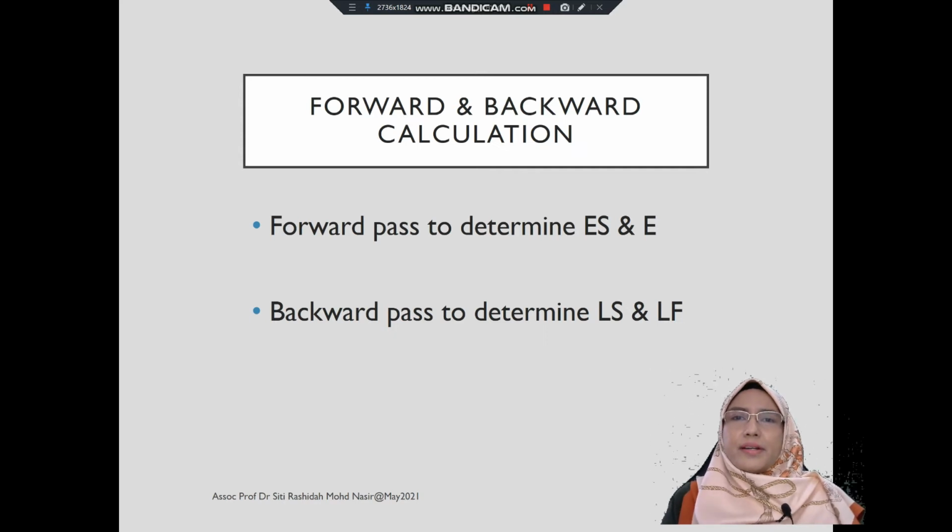Similar to critical path method, precedence diagram also uses the forward and backward pass calculation. Forward pass is to determine the early start and early finish, while backward pass is to determine the late start and late finish.